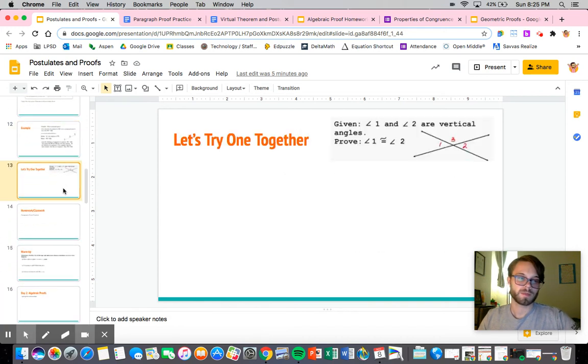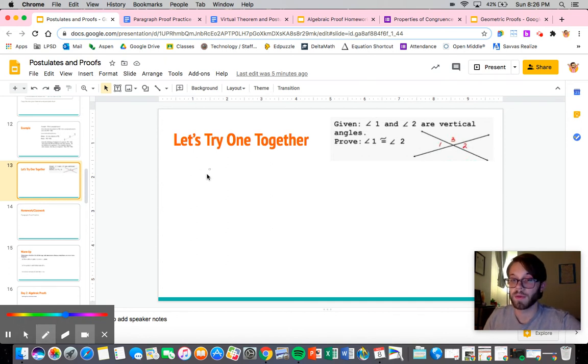Okay, so this is a slightly different type of problem, but ultimately we're looking at the same kind of concept here, right? Angle 1 and angle 2 are vertical angles. That is what we are given. That is just a piece of information that we know, so we can start with that.